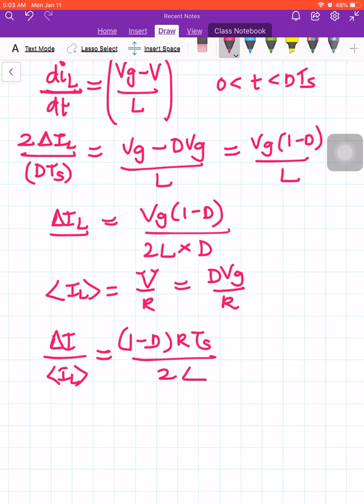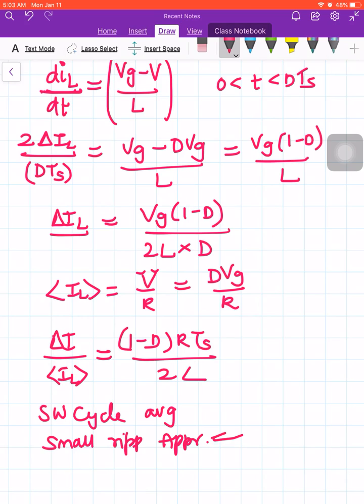So the analysis has been simplified using switching cycle averaging and the small ripple approximation. Please note that the small ripple approximation is valid for only continuous waveforms under the assumption that the switching time period is far less than the time constant of the circuit. Right? Thank you.